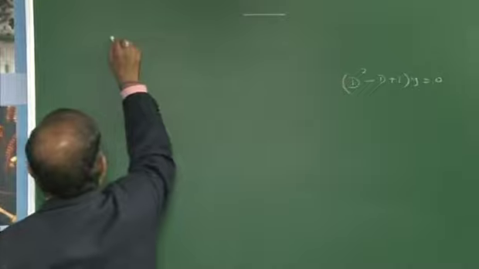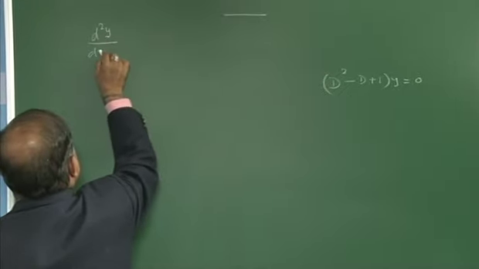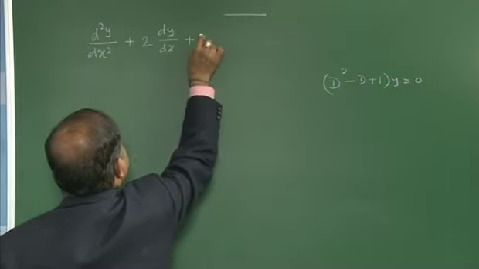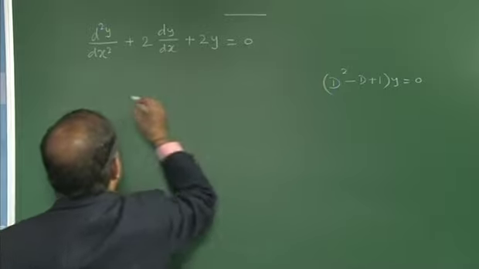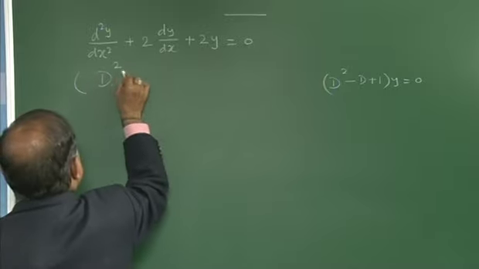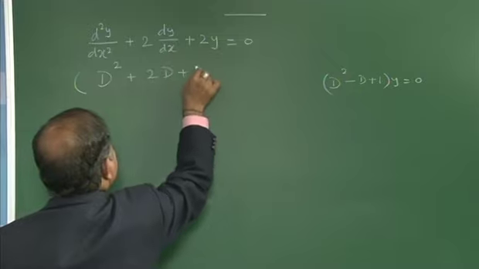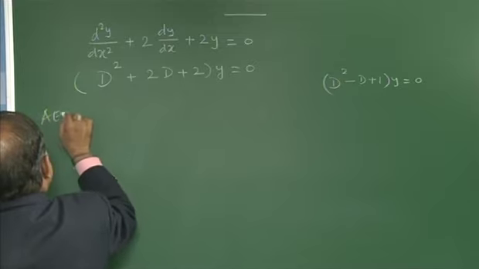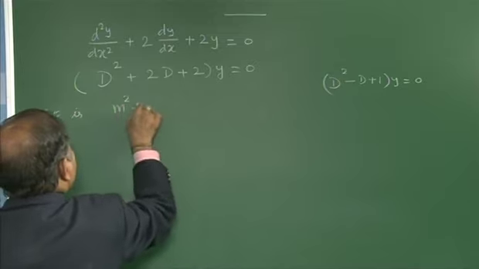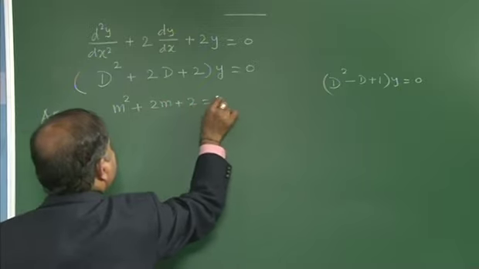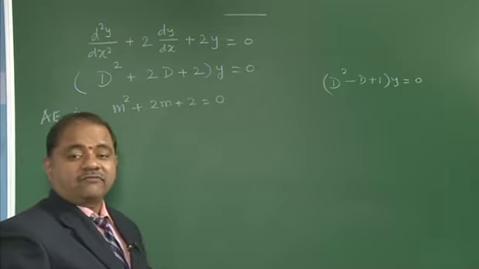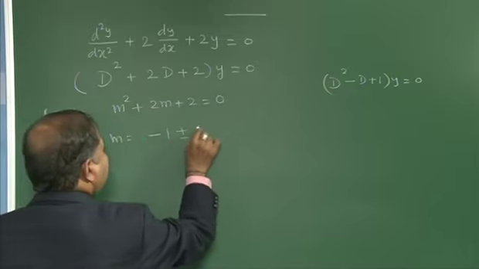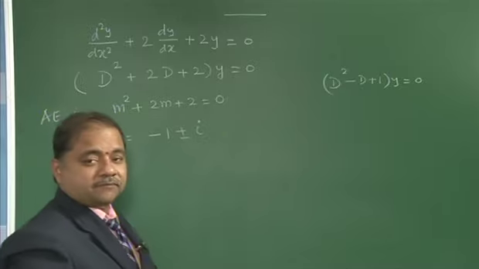d square y by dx square plus 2 dy by dx plus 2y is equal to 0. Then what is the standard form? D square plus 2D plus 2 into y is the standard form. Now, what is my auxiliary equation? m square plus 2m plus 2 is equal to 0. Again, I can find the roots. So, m is equal to minus 1 plus or minus i, this much you will get.